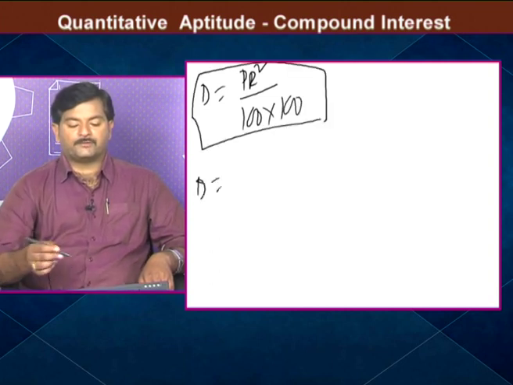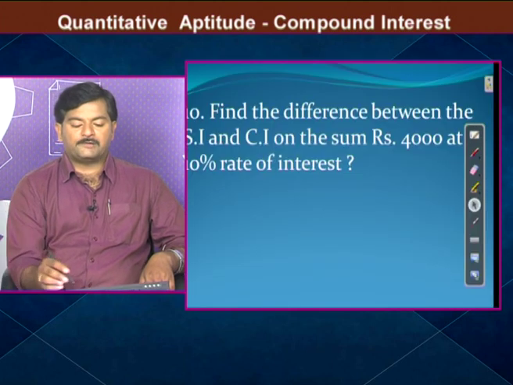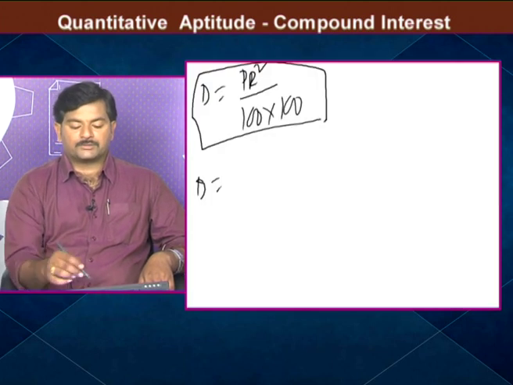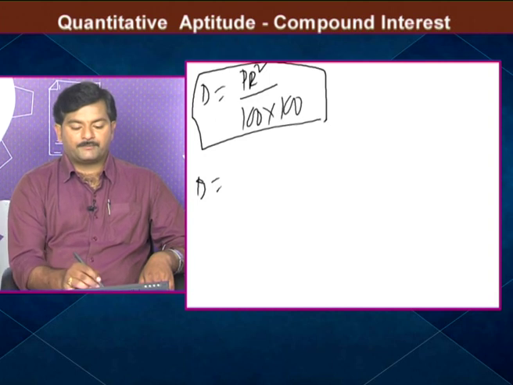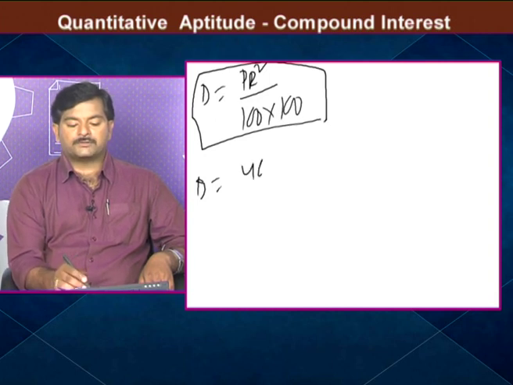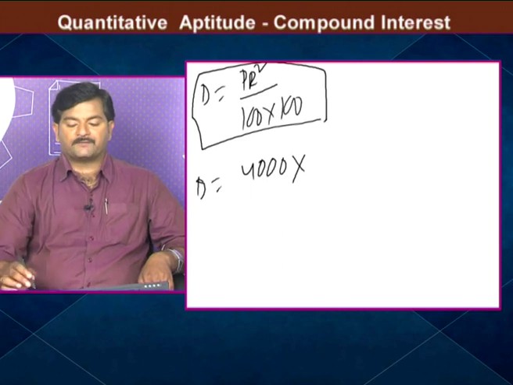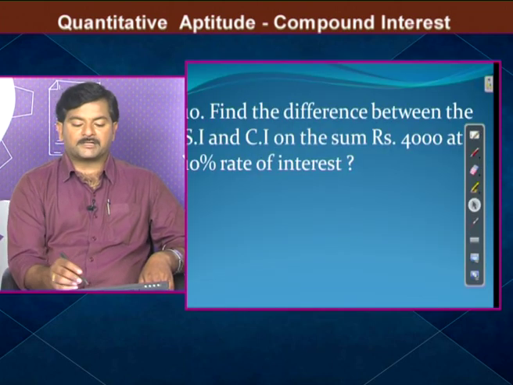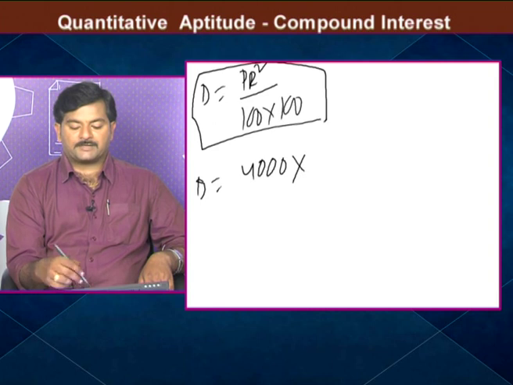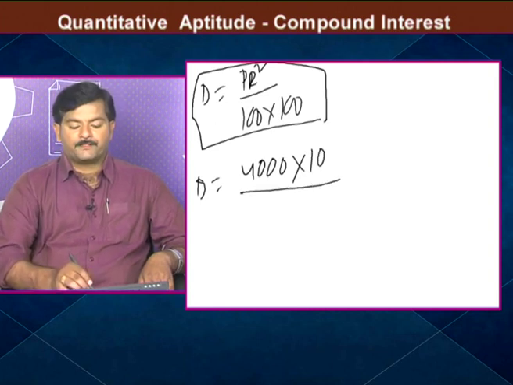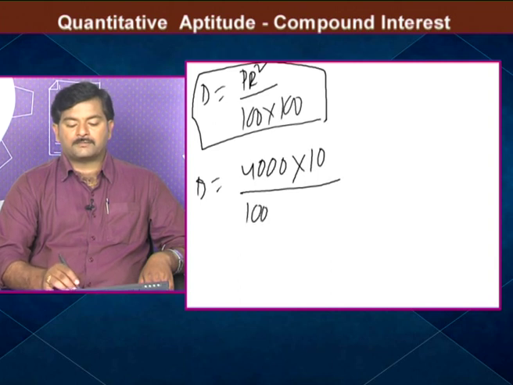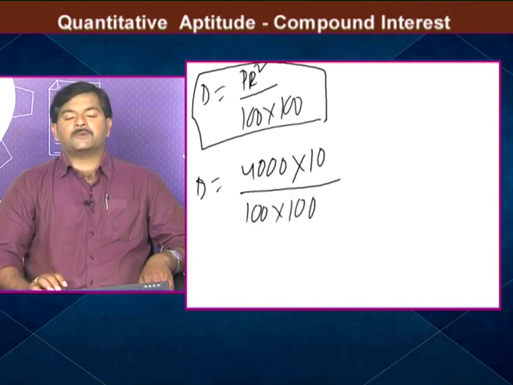To find the D value, the P value is given. How much is the P value given? 4,000 rupees, right? The P value given is 4,000 rupees. And the rate of interest is also given. How much is the rate of interest given? 10% is given. The rate of interest is 10%, so R square by 100 into 100, taking all corresponding values.